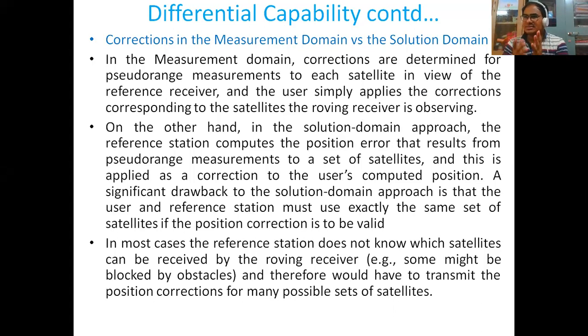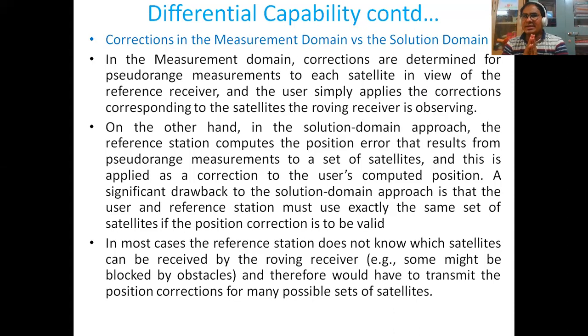So whatever the errors, whether it is an ephemeris error or clock error or ionospheric error, whatever the source of error is there, it will be done individually. That means for each satellite. And the other one is the solution domain.